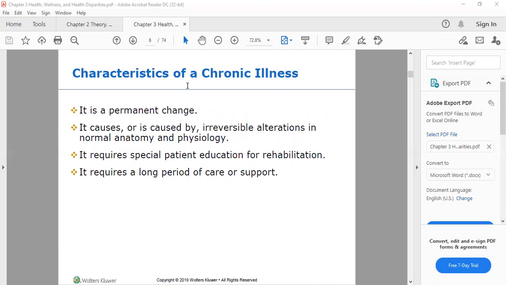For the illness to be considered chronic, it has to be a permanent change. So it's going to cause permanent changes, or there's going to be alterations in the body's anatomy or physiology that are going to be permanent. It requires special patient education for rehabilitation and requires a long period of care or support. So that's why we're talking about things like diabetes. It's going to last for a lifetime, okay? It's not going away anytime soon. COPD, emphysema, those kind of things.